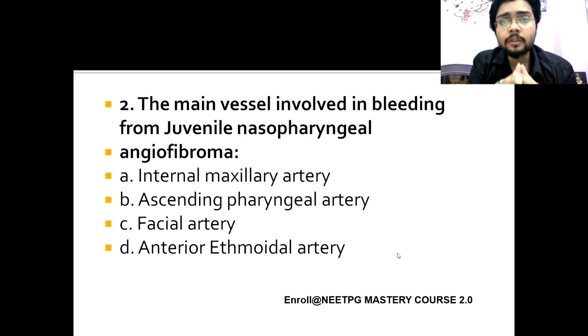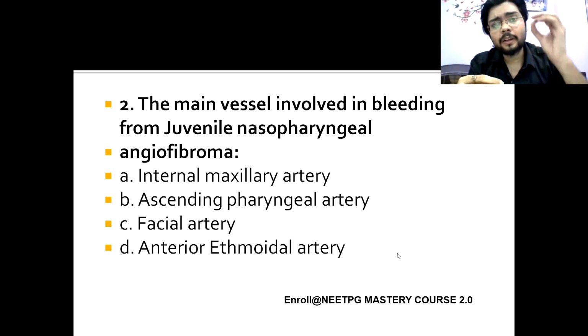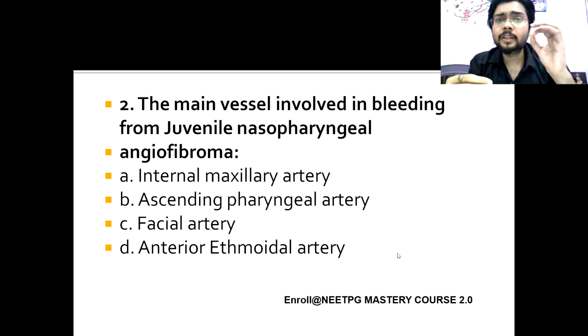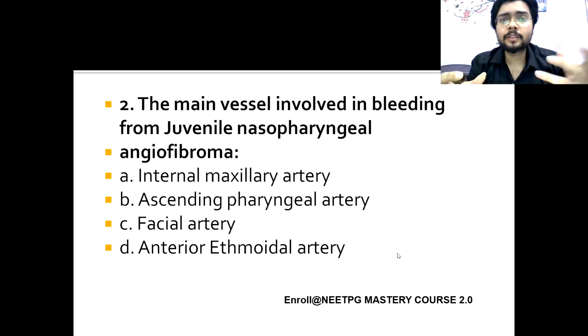Now our final question: the main vessel involved in bleeding from JNA. So JNA is another important topic with regards to ENT, about which you should know every minute and every important question. So I have planned to discuss more things.